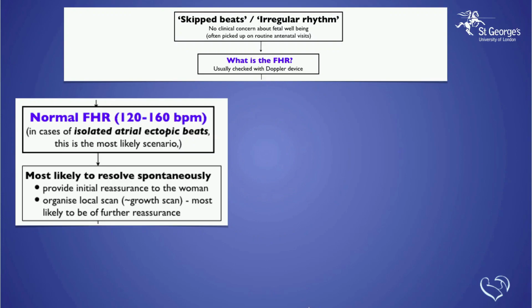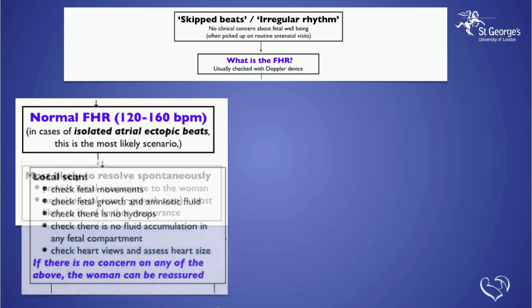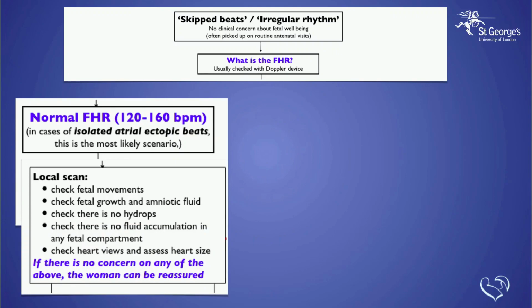But there could be an underlying cardiac abnormality. So do I refer all these patients? No. The obstetricians, the midwives, the sonographers that can do the scan, they can do a quick scan, like a growth scan, make sure there's no polyhydramnios, the baby's moving, the growth is fine, there's no pleural effusion, there's no cardiomegaly, and you're happy with your screening views of the heart.